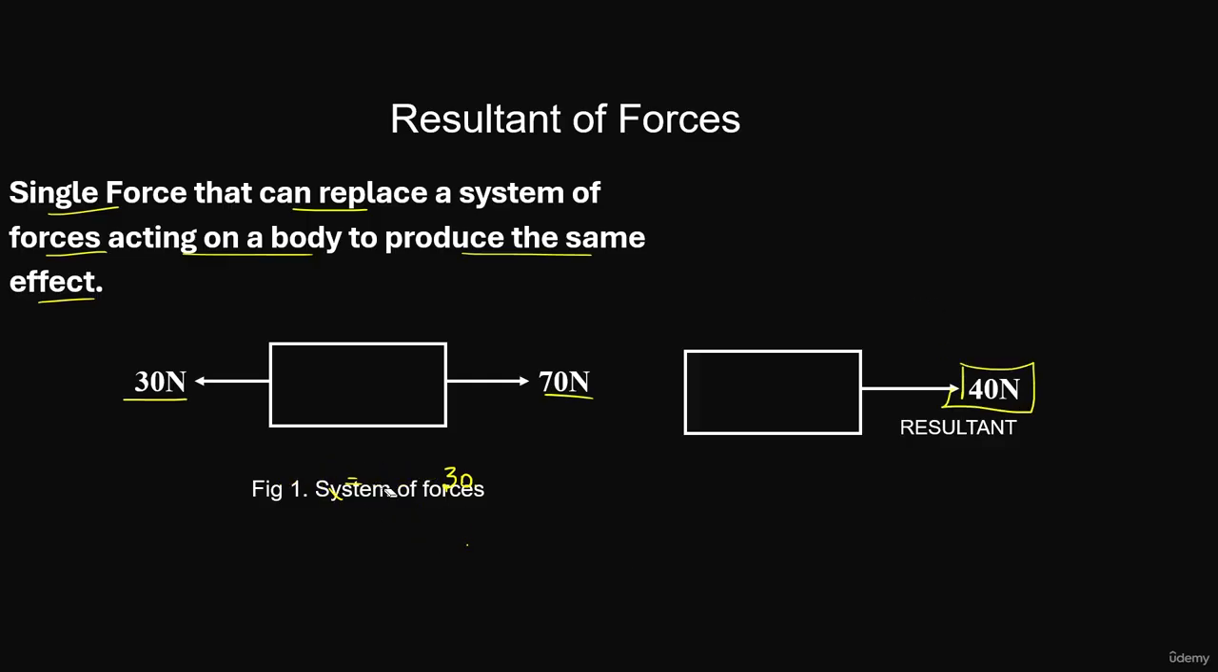So let me just rewrite it over here. It says the summation of forces in the x direction is 70 minus 30, which is equal to 40 newton, and this 40 newton is going to push the body or pull the body towards the right side. Even if I place the 40 Newton force on the left side instead, it is going to exert a push. So the principle of transmissibility of force can be applied here as well.